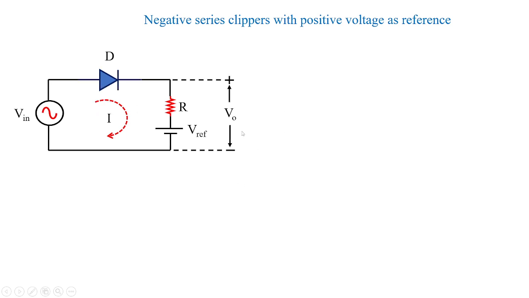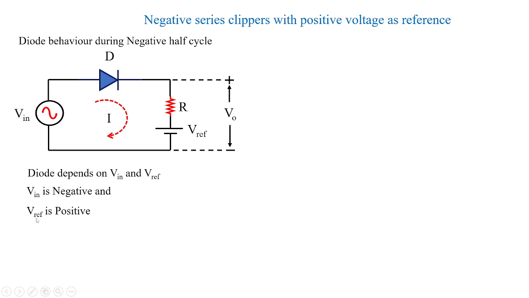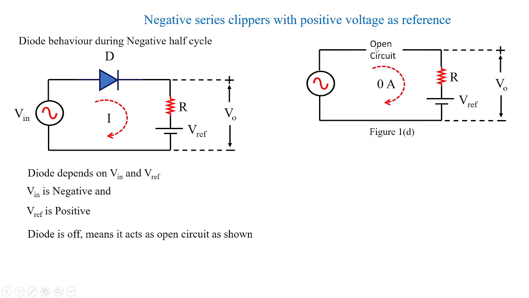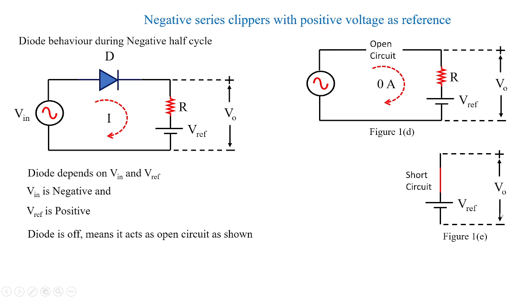And what happens when this negative clipper circuit is given a negative input supply? During the negative half cycle, the diode depends not only on the reference voltage but also on the input voltage. The input voltage is negative for the negative half cycle and the reference voltage is positive. Hence the diode is already off. It becomes again strongly off by getting open circuit in this fashion, and naturally the output voltage is equal to the reference voltage.